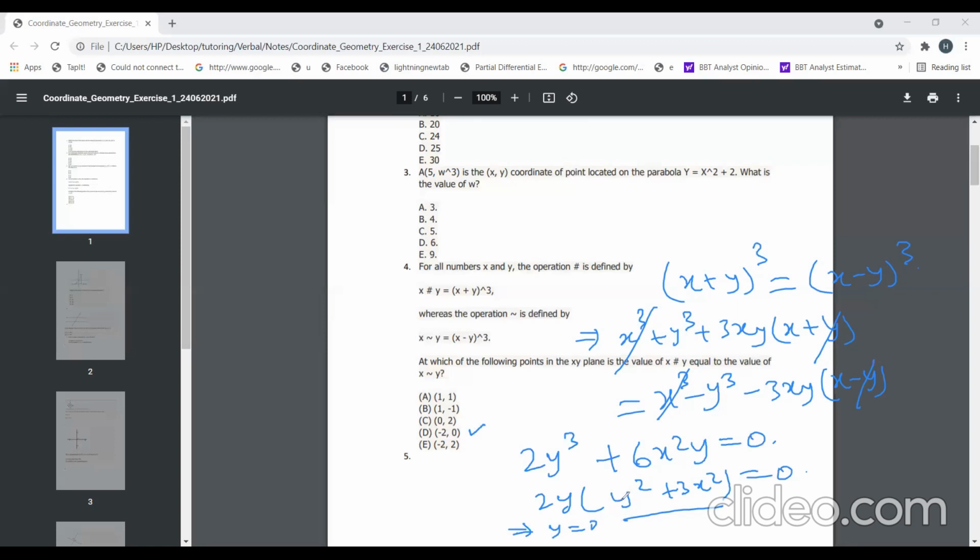So if we keep y equal to 0, then what is the value of x? Actually, it does not matter. Y is equal to 0, you can have whatever value of x. These two would always be equal, because both of them would reduce to x cube. So the only condition is y should be equal to 0.